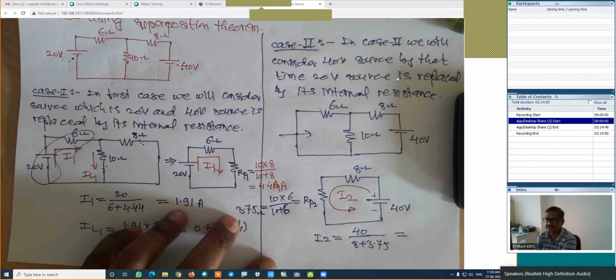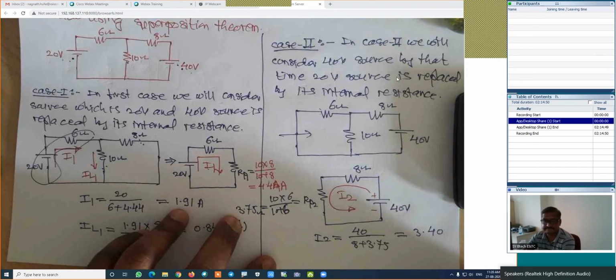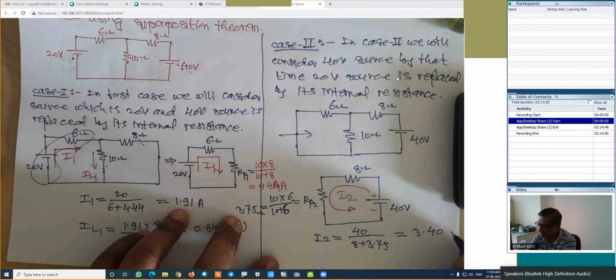Yes. Unmute yourself. Saurabh, unmute yourself. 3.40. 3.4. Avinash. Correct? Yes, sir. Correct. Correct.